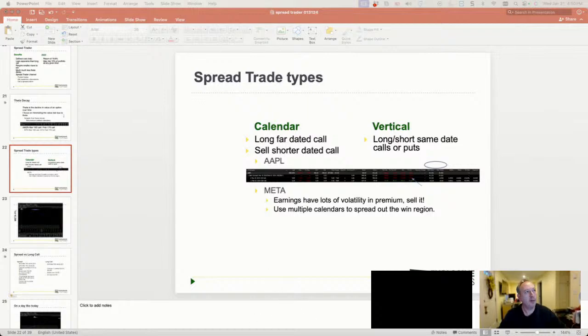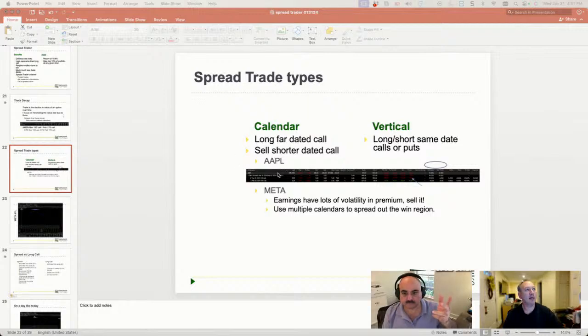pick it up. So, you guys can all hear me all right. So basically, a couple of different trade types that Sam likes to do. One is a calendar. A simple calendar would be if you go long a dated call and then you sell a shorter dated call against it, but it's the same strike, right? So he talked about Apple here and Meta.